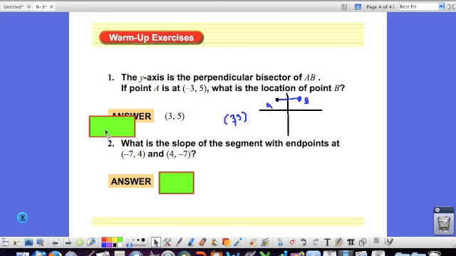What is the slope of the segment with endpoints -7, 4 and 4, -7? So we're going to subtract the y values. 4 minus -7 is the same as 4 plus 7, which is 11. And -7 minus 4 is -11. So your answer is 11 over -11, or -1 is what this would simplify to.